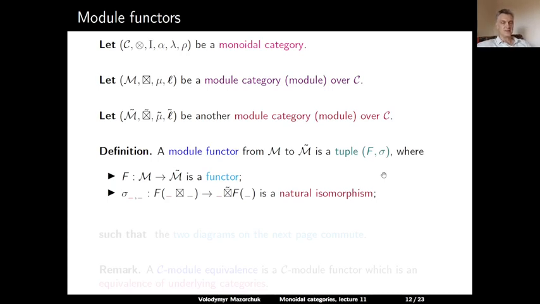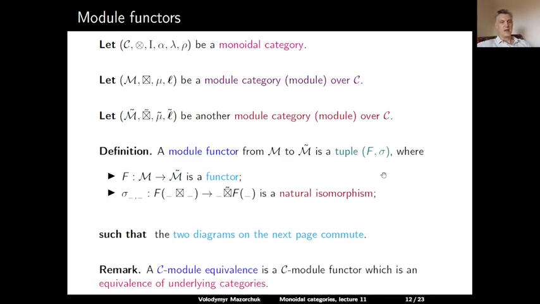So this is the datum which defines a module functor, and this should satisfy again two axioms which are given by two diagrams on the next slide, which should commute. And also a small remark before we complete the definition: if we have a module functor which is an equivalence of underlying categories, this is usually called a C-module equivalence.